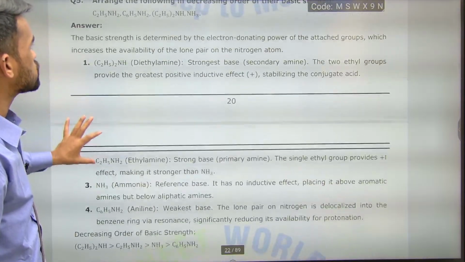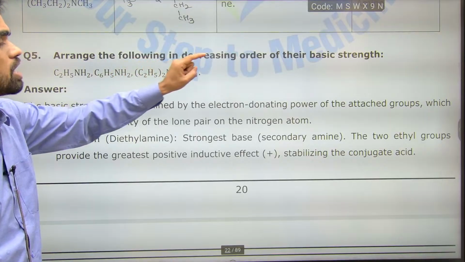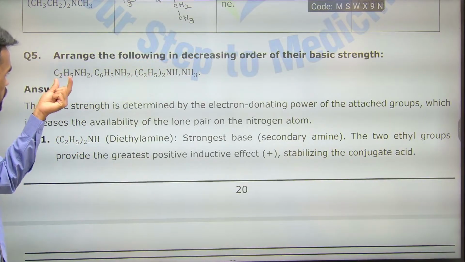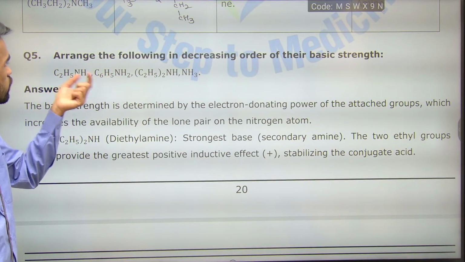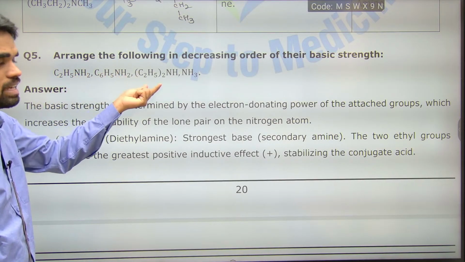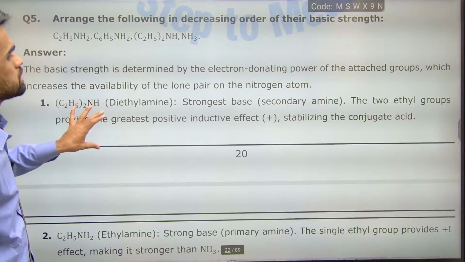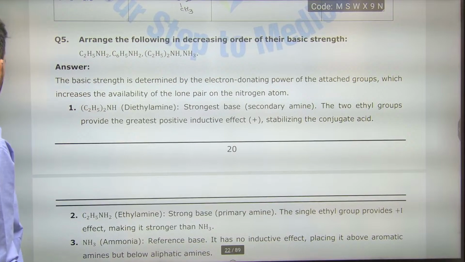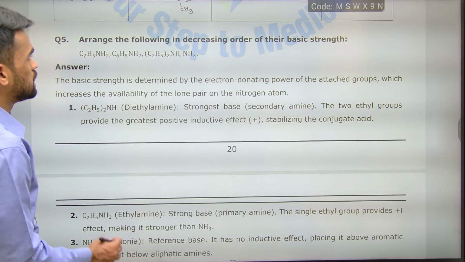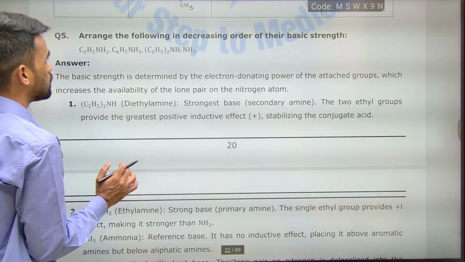Yeah, this is the last question of this discussion. Arrange the following in the decreasing order of their basic strength. See, they have given aniline and ethylamine and diethylamine and ammonia. Yes. So how can you do this? Just now we have seen a similar type of question. Writing these structures, if there is any conjugation or electron withdrawing group, it will be least basic.